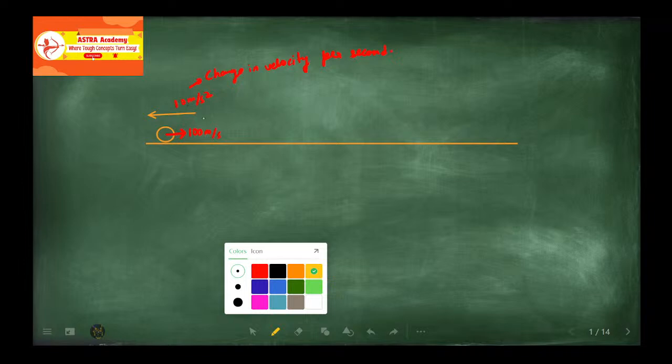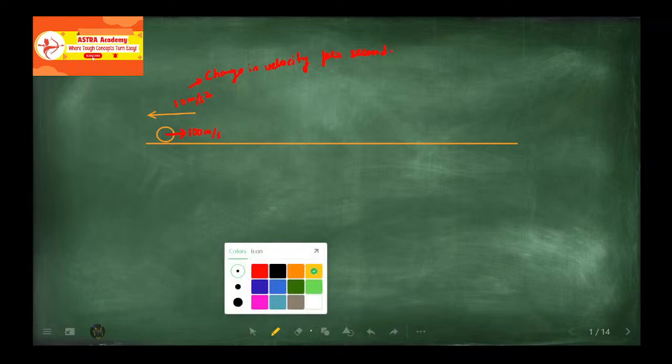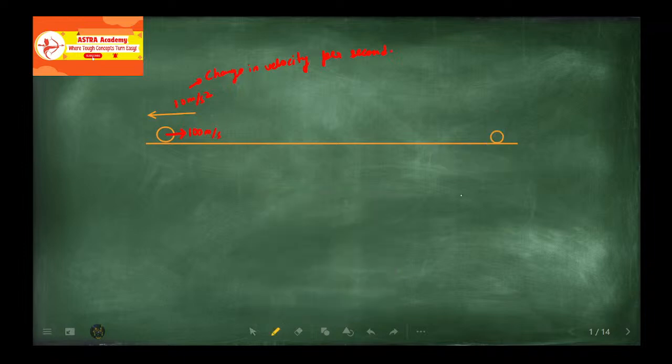Now listen carefully. In each second, the velocity is decreasing by 10. So after how much time do you expect that the velocity will become 0 meter per second? It is very easy now, because we already know the unitary method.